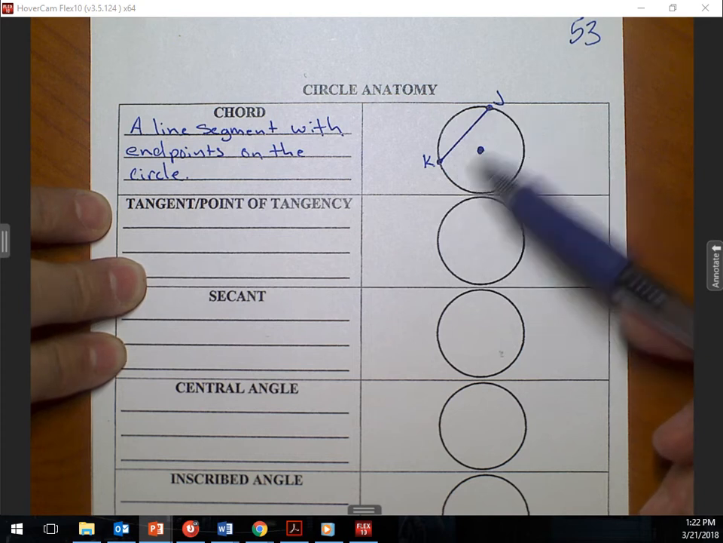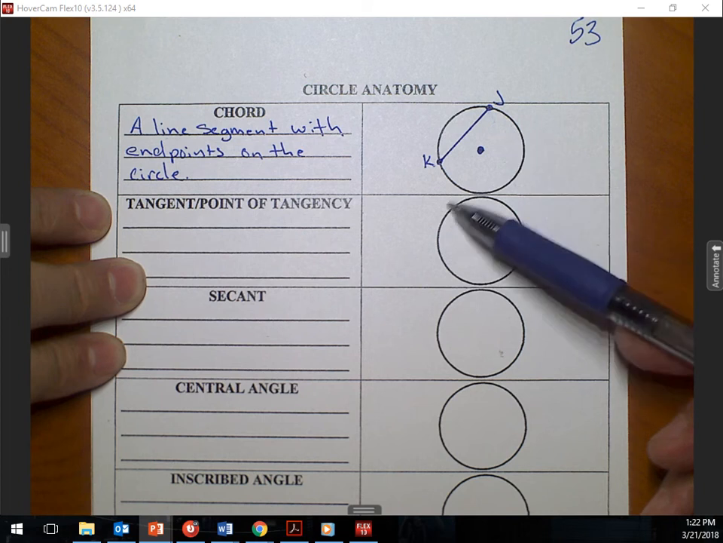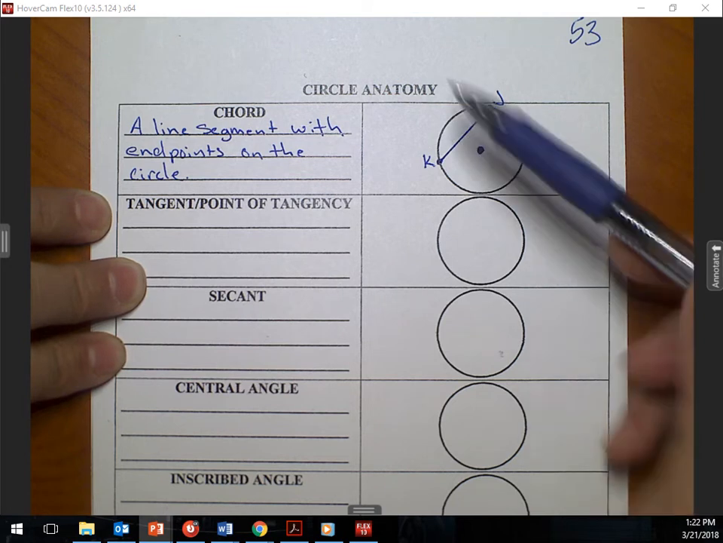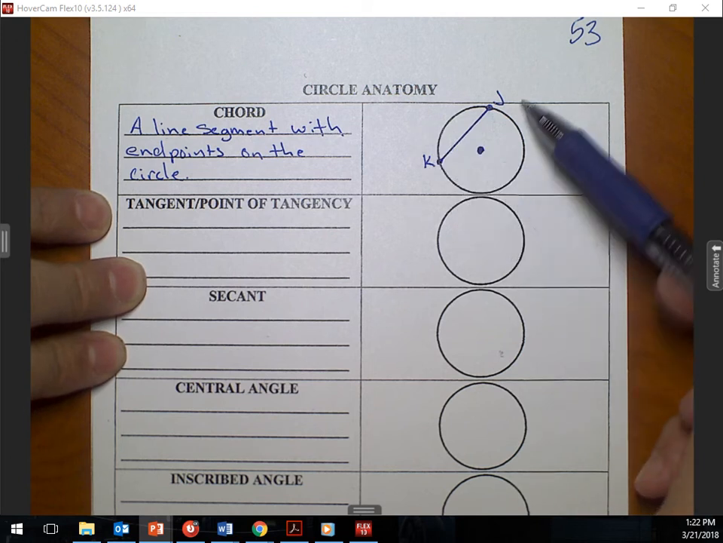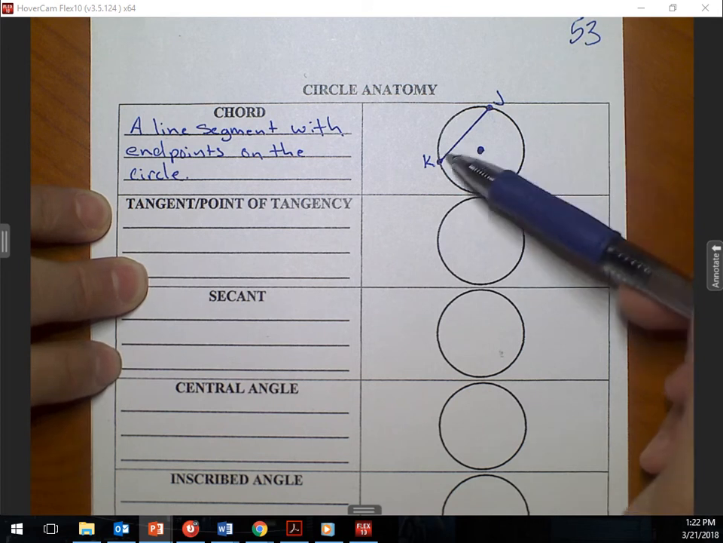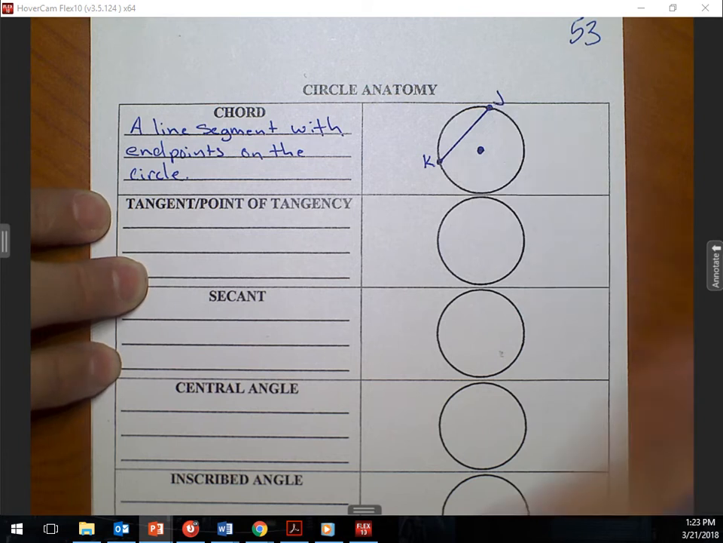If it were to also go through the center, what would it be called? Anyone take a stab at it? Diameter. Yeah, that is diameter. So it goes all the way across and it goes to the center. So is a diameter a chord? Say yes. Yes. So the diameter is also a chord. So this is a chord, and its endpoints are there.